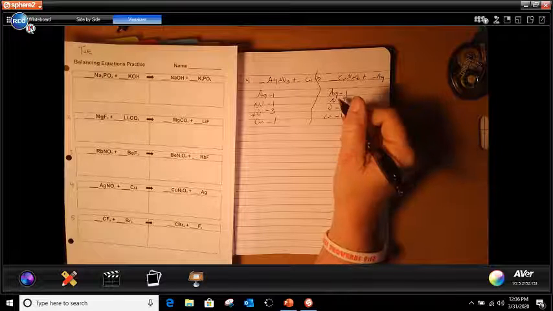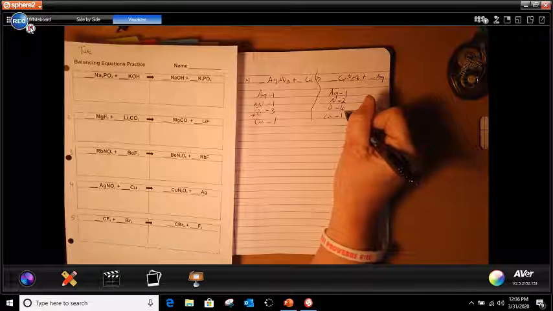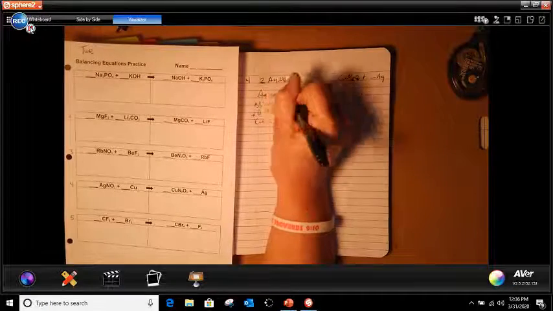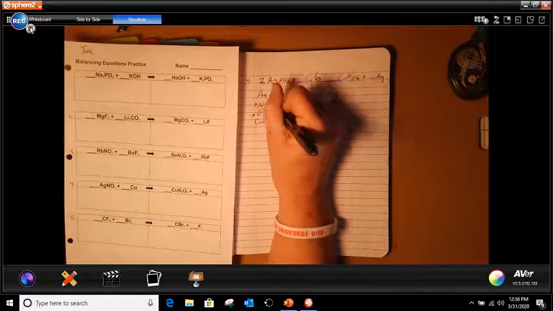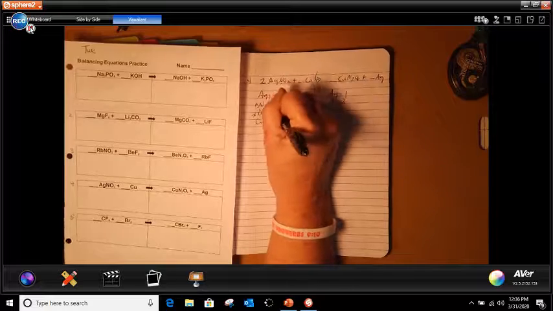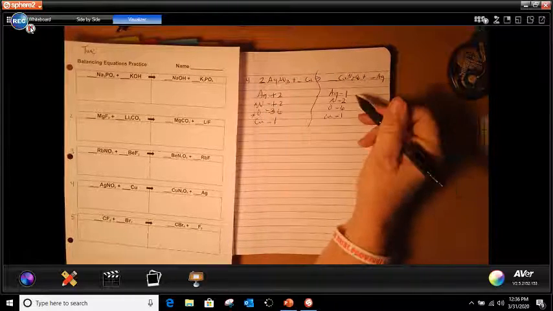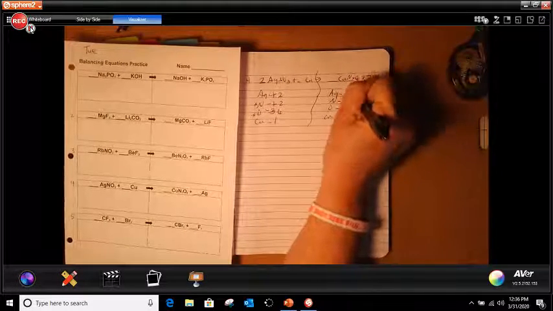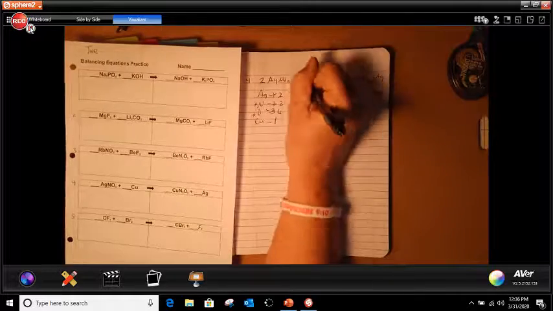So for that, I need to change nitrogen and oxygen. What I'm going to do is put a 2 in front of here, and if I do that, it changes that to a 2. My nitrogen now is 2, and my oxygen now is 6. So we look good except this one. Ag over here needs to have a 2 in front. That changes that to a 2. And guess what? We have got that one balanced.